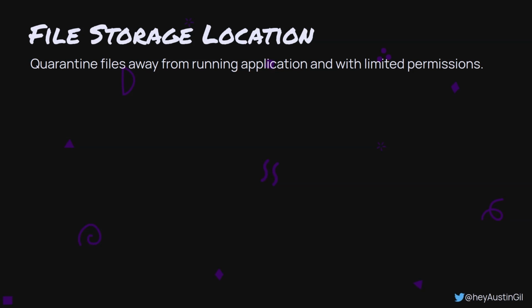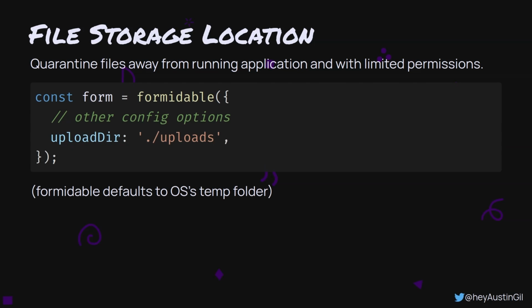If you're going to host them, let's say, on your server, you want to make sure that you're quarantining them away from where your application is running in a folder that has limited permissions. So you don't want the files to be uploaded and be executable in that folder. Formidable by default uses the operating system's temporary folder, not a great place to store files if you need access to them later on. So you can set the options of the upload directory to wherever you want. Just make sure that the folder that you do set it to exists and doesn't have executable permissions.